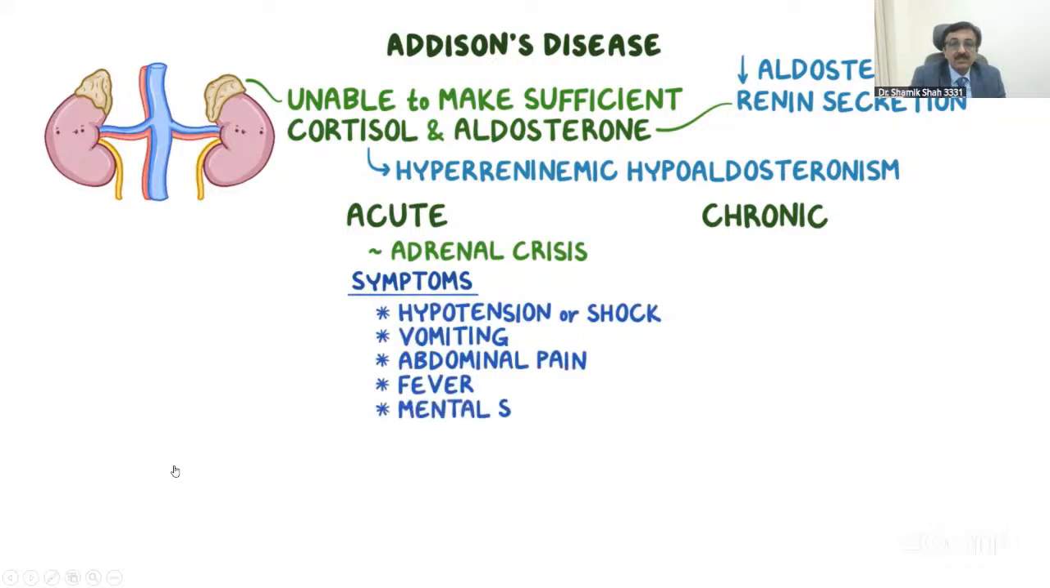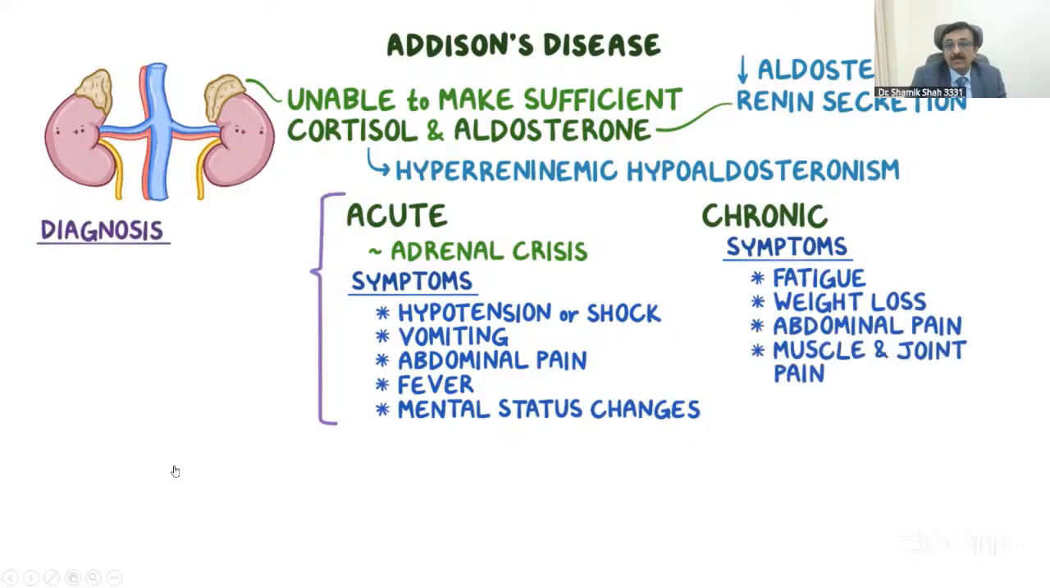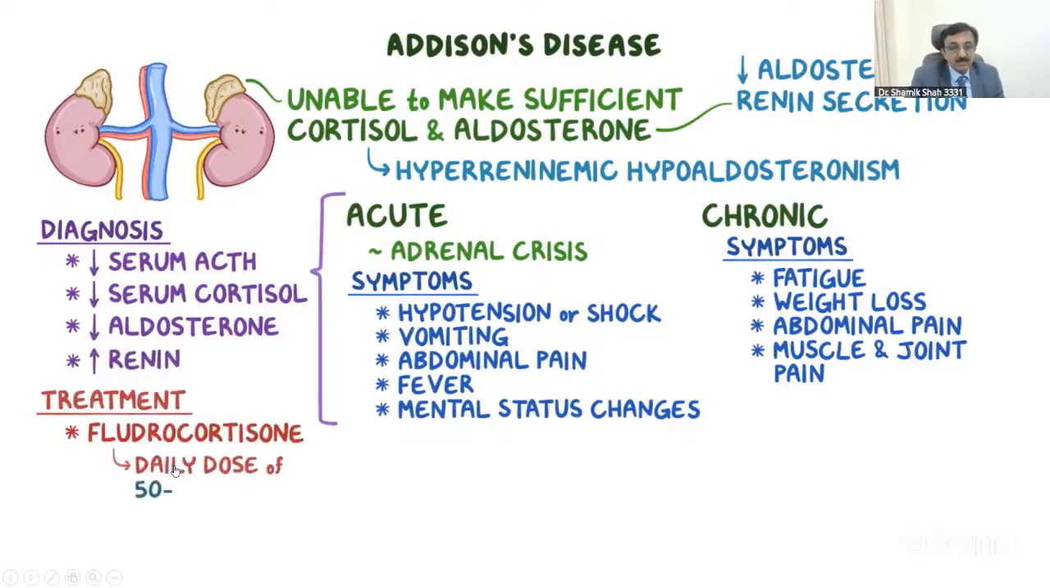There are catastrophic symptoms: hypotension, shock, vomiting, abdominal pain, fever, and mental status changes. Chronic Addison's disease usually presents with fatigue, weight loss, abdominal pain, muscle and joint pains, etc. Diagnosis is reduced serum ACTH, reduced serum cortisol, reduced aldosterone, and increased renin in the blood. Treatment is usually by giving fludrocortisone, daily dose of 50 to 100 micrograms.